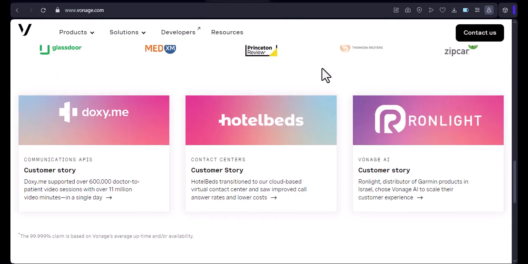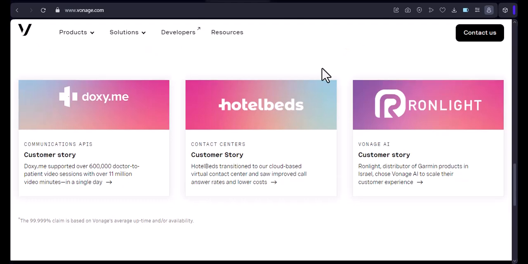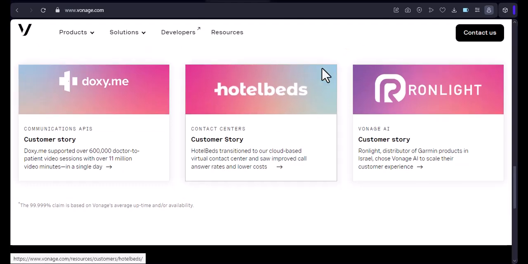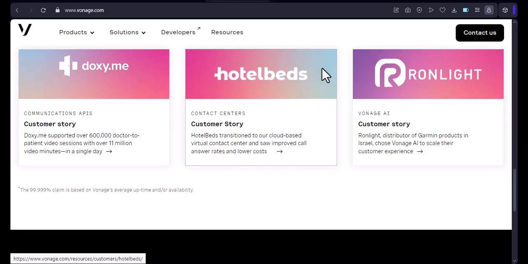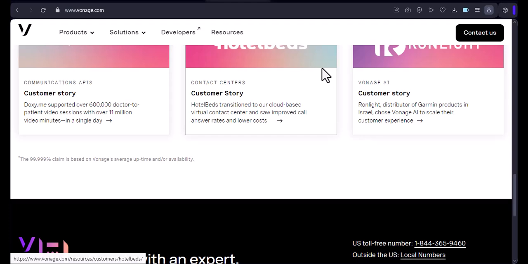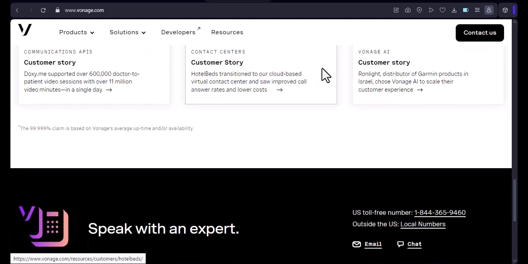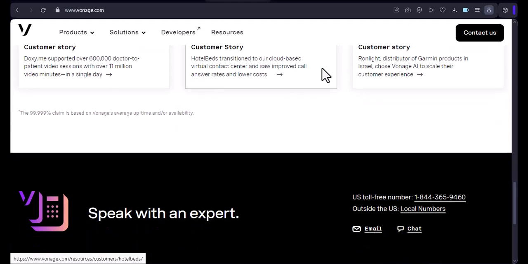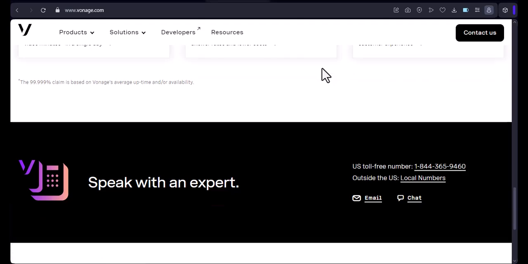Benefits of using caller ID with Vonage. There are a number of benefits to using caller ID with Vonage. Peace of mind. Knowing who is calling you before you answer the phone can give you peace of mind. Increased productivity. Caller ID can help you avoid wasting time on unwanted calls.